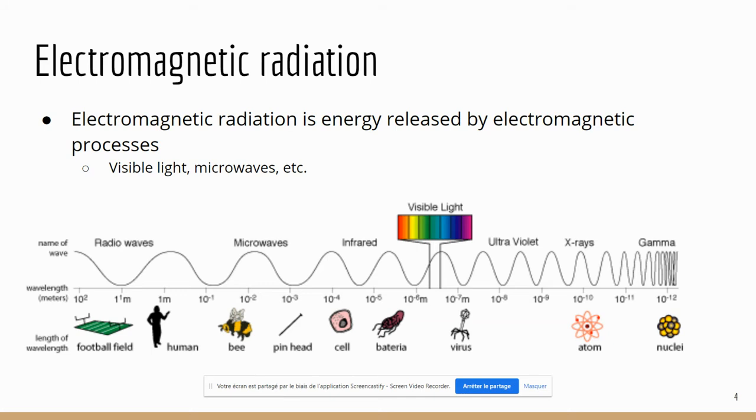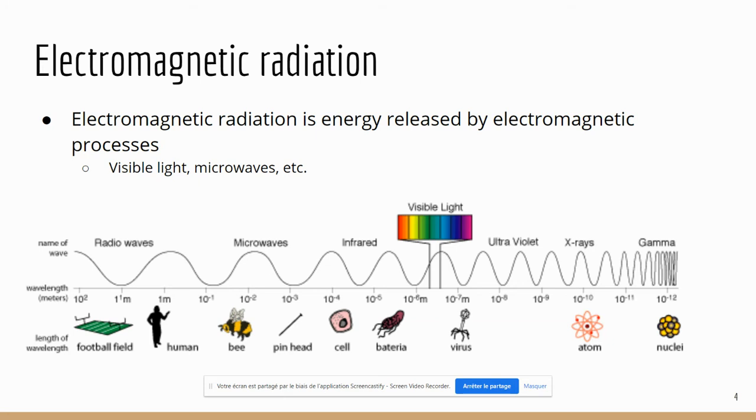We're specifically going to focus on one type of radiation, which is electromagnetic radiation, which is just the energy released by electromagnetic processes. You talked about this a little bit last year in biology: visible light, why plants are green, all that sort of stuff. Visible light is just one small portion of the electromagnetic spectrum. This picture shows the spectrum from the left, with super long wavelength, all the way to the right where we have gamma radiation, super short wavelength, super high frequency.